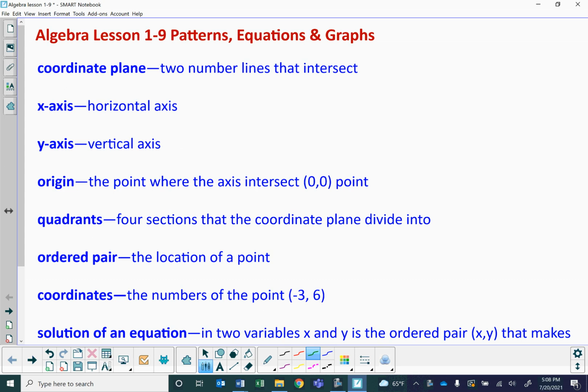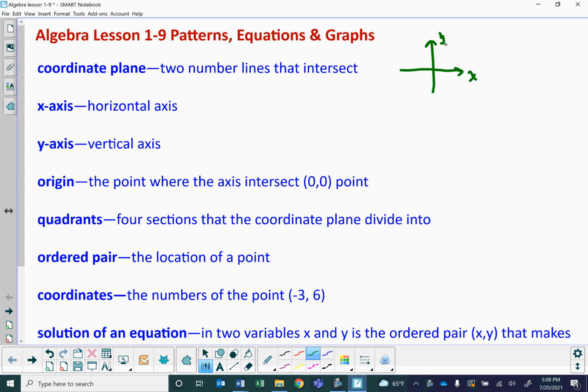A coordinate plane is two numbered lines that intersect, otherwise known as a Cartesian coordinate plane. You have a y-axis and an x-axis. They intersect and they give you four quadrants. The x-axis is your horizontal axis, and your y-axis is your vertical axis, the axis that goes up and down.